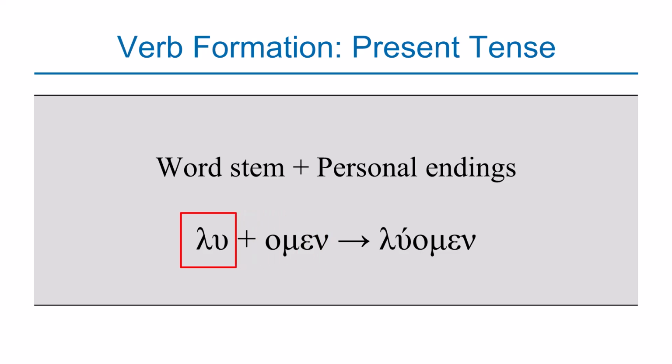The stem of the verb tells you the meaning. For example, lu. When you look at the vocabulary, lu means loose or loosen. But when you add the ending, the ending tells you details like person, number, tense, voice, or mood of the verb.